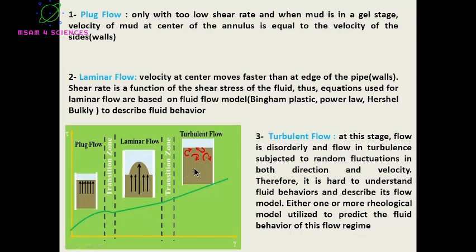The last one, turbulent flow. We can see here it is faster, and the velocity is equal in the center and on the walls of the pipe, but the direction is not equal. It is irregular and in a state of turbulence. Therefore, it is hard to understand fluid behaviors and describe its fluid model. In order to describe the behavior of this fluid, we need to apply 1 or more, 2 or 3 models, to get the behavior of fluids to be pumped or to flow in this regime.